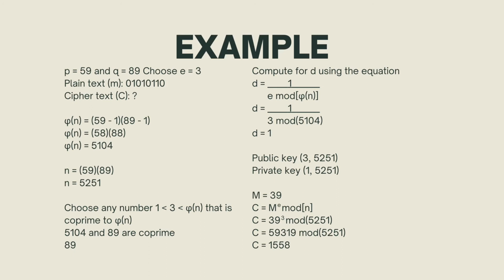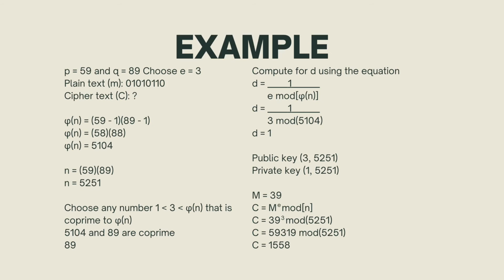we will get 5,251. The next step after that is that we have to choose any number that is coprime to our phi n, which is 5,104, and 89 is the number that we pick since they are both coprime.